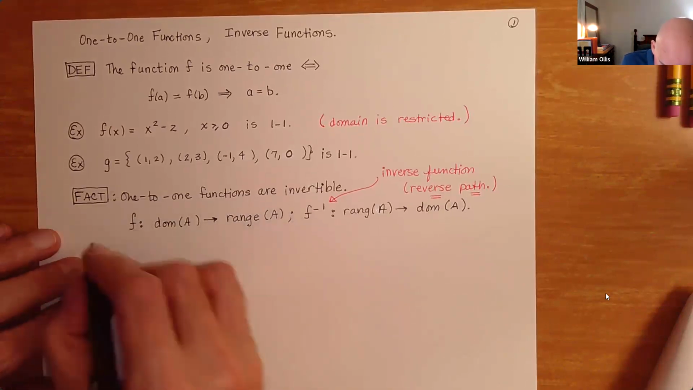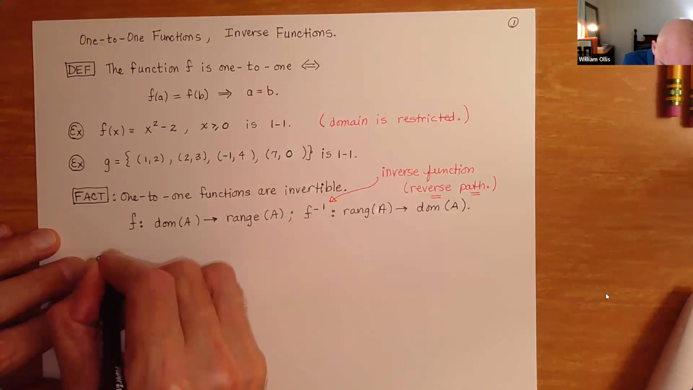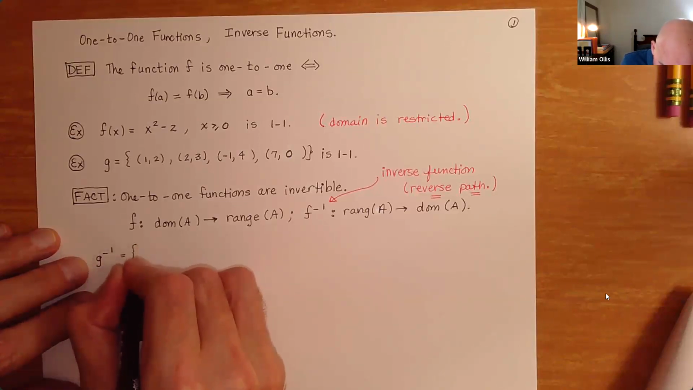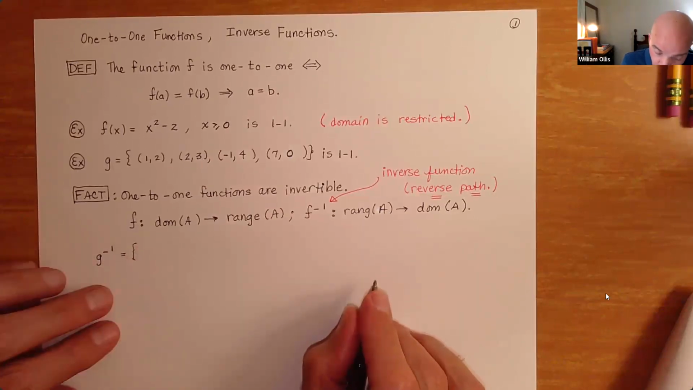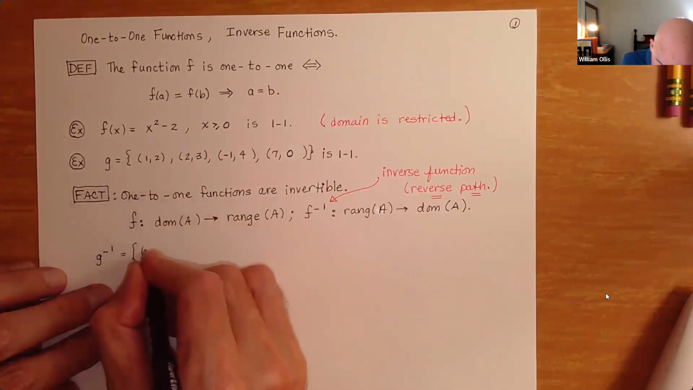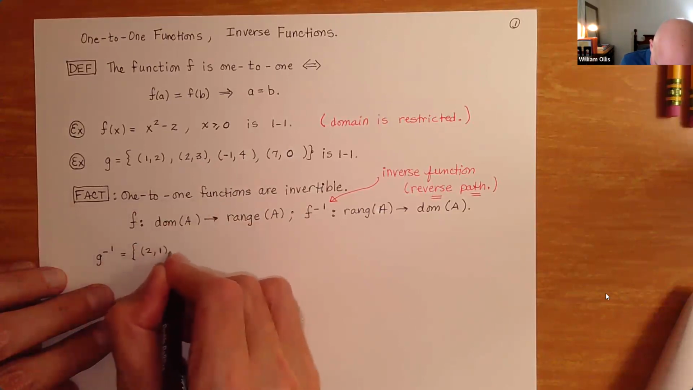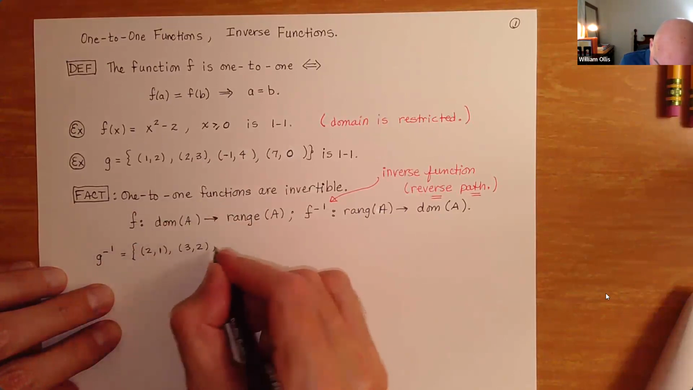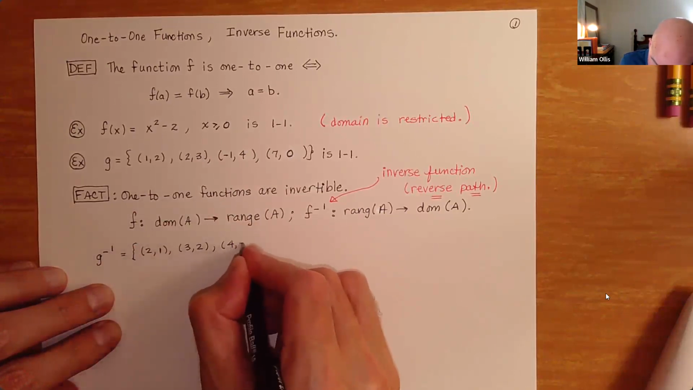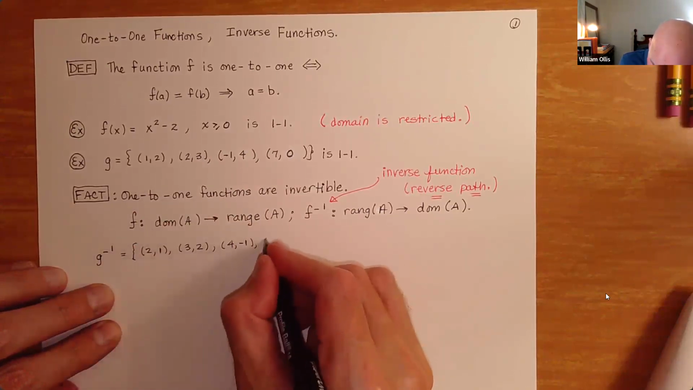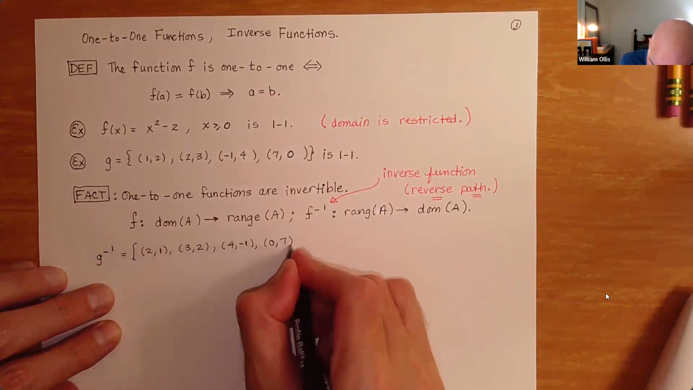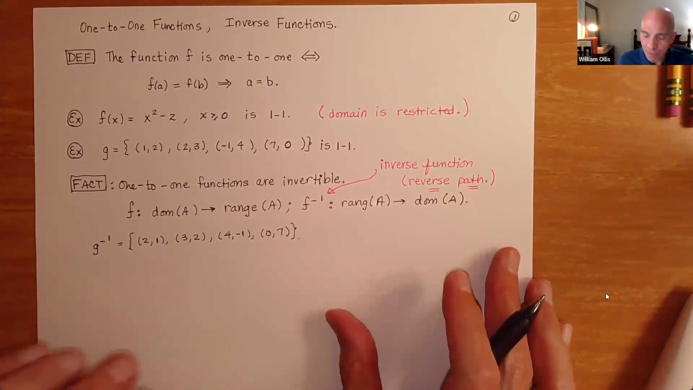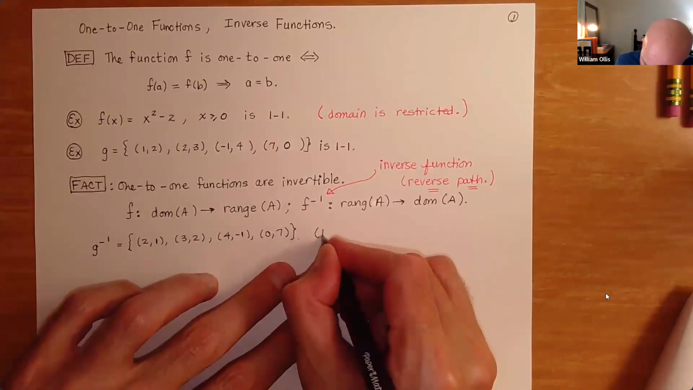So for instance, for the inverse of g, we could simply write the ordered pairs in reverse order. That is (2, 1), (3, 2), (4, -1), and (0, 7). And that would be what we would call a reverse path. So again, let me write that, reverse path.